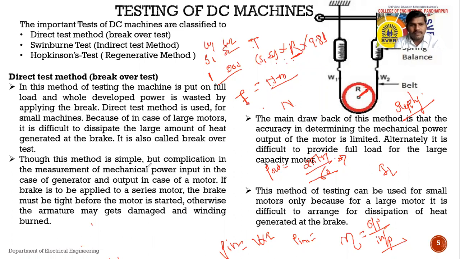Okay, then we are able to find out the efficiency for a particular load in the case of a DC generator as well as in the case of a DC motor. Now see, the main drawback of this method is that the accuracy of determining the mechanical output power of the motor is limited.